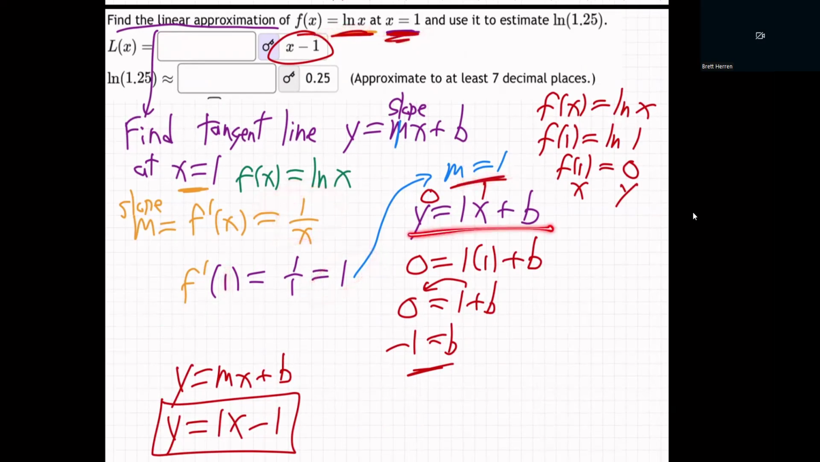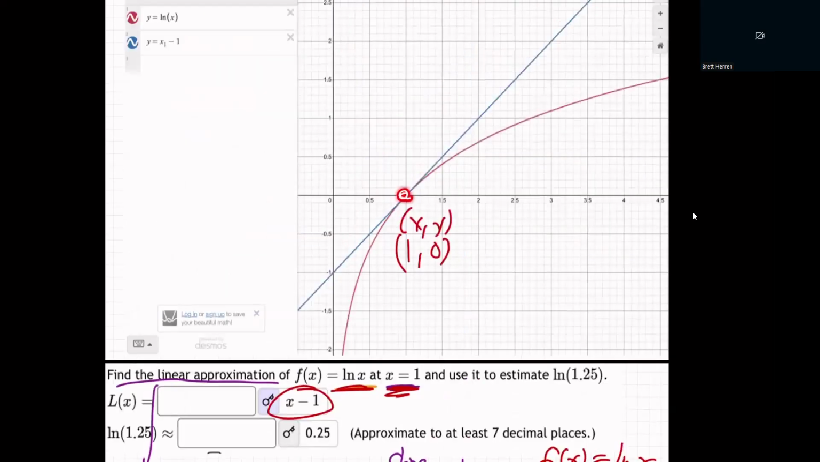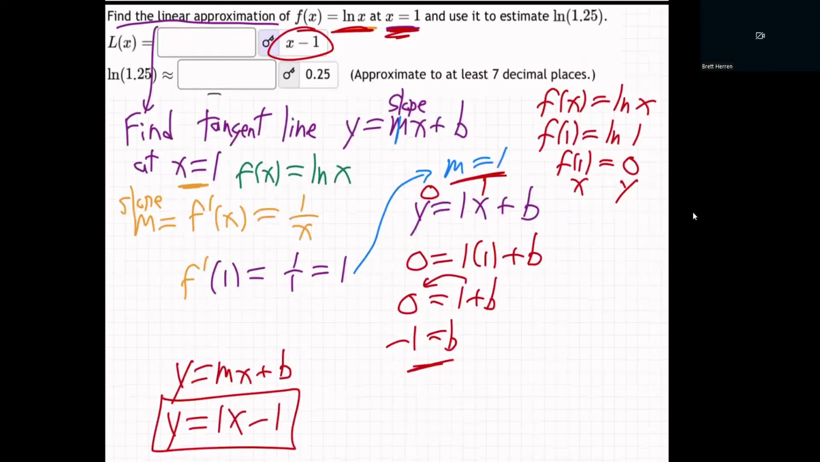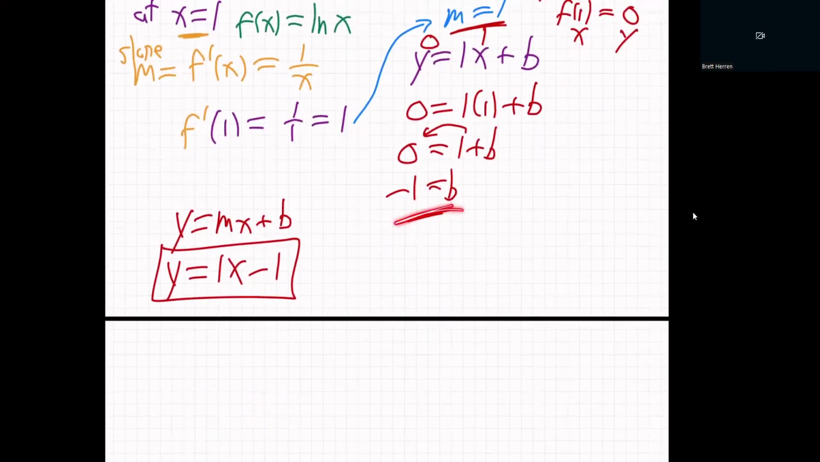Then we wrote y equals mx plus b, put in the 1 for the slope, and then how do we find b? Well, we had to plug in an x and a y. We had an x is 1. We had to get the y by plugging into the original function because they're going to have the same y. They're going to intersect at the same point. So I plugged in 1 to the original function, and right there, natural log of 1 is 0. So when x is 1, y is 0. Solved for b. B is -1. And there it goes. Okay, so now we have the equation.